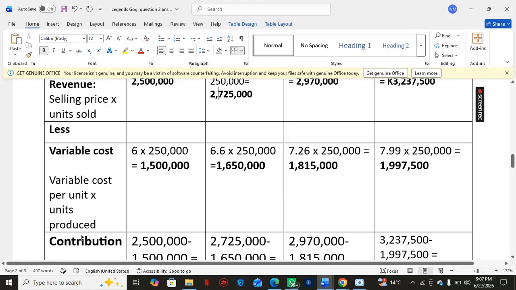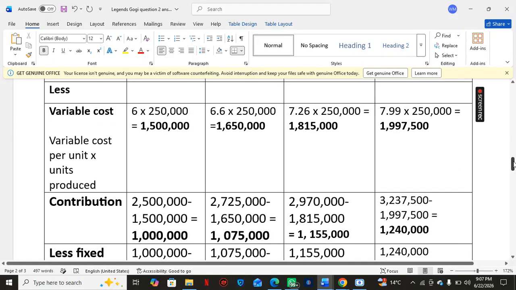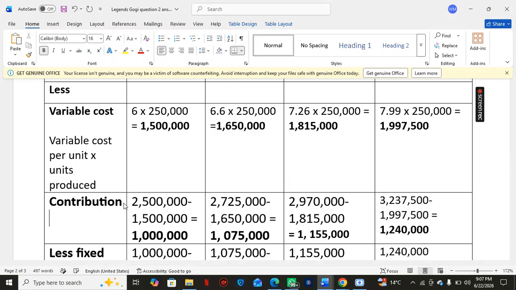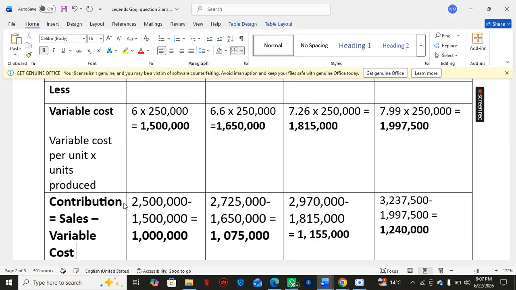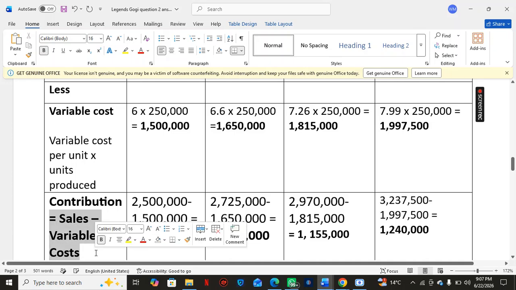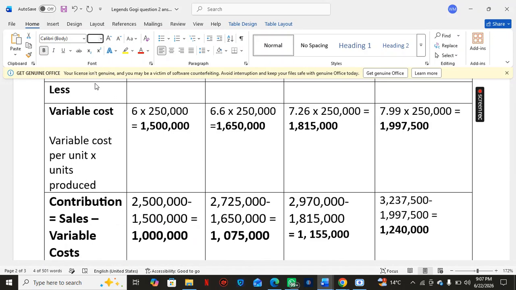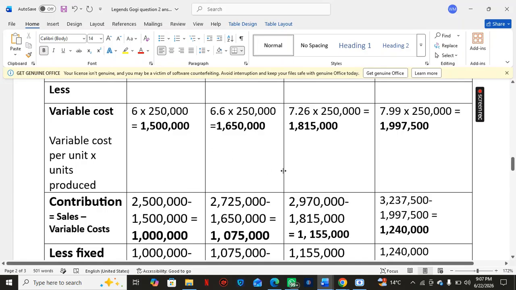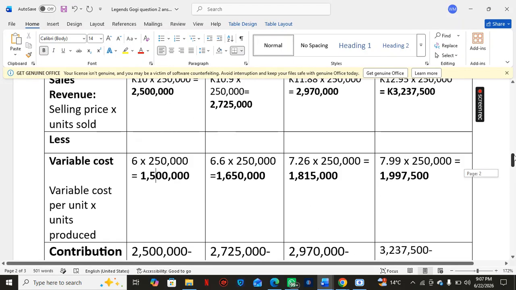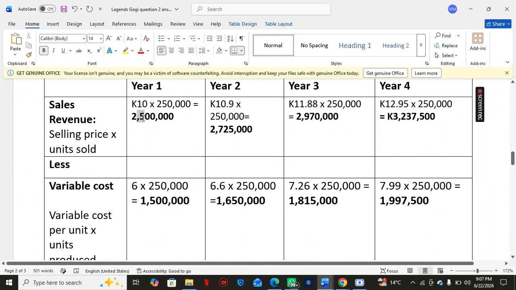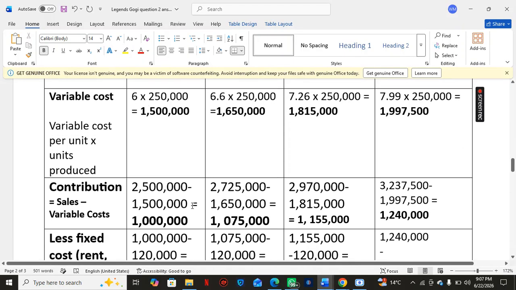Next, we need to get our contribution. So remember, contribution is sales, this is overall contribution, so sales minus variable cost. For year one, we're going to say 2,500,000 minus 1,500,000. You're going to get 1 million.